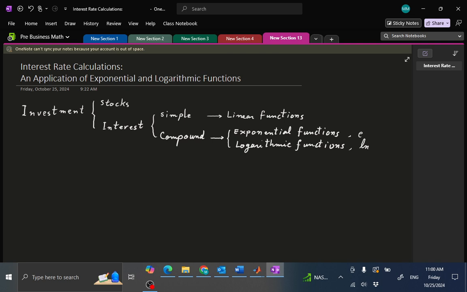Now, let me take you back to the very beginning, the choice between stocks and interest. The two of them couldn't be different more. Let's take a look at some examples of stocks and the kind of things that happen there.